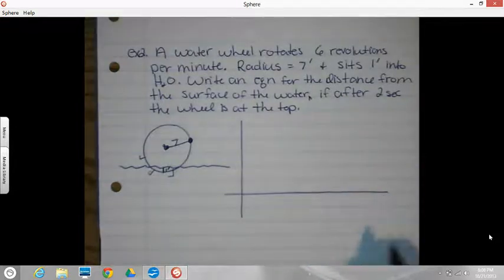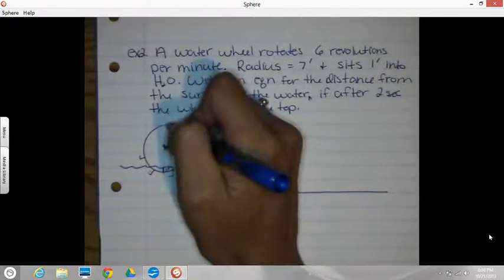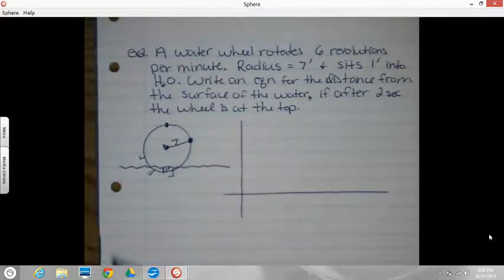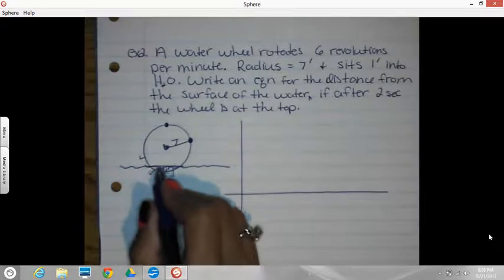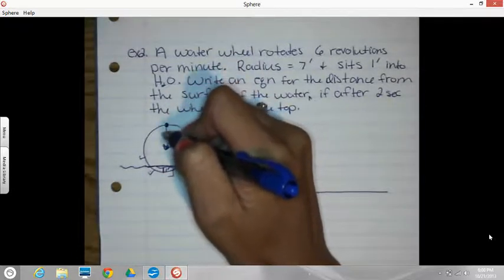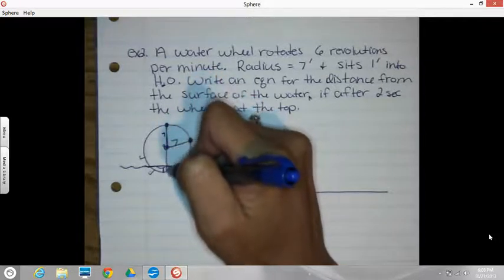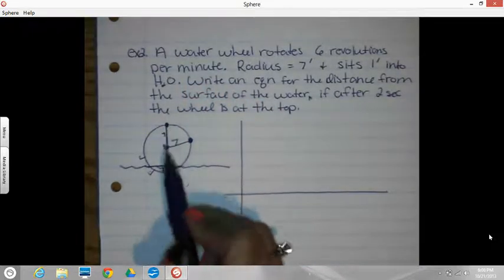Okay, so we need to know max and min here. So when the point is at the top, how high is it from the surface of the water? Well, let's think about that. It's got a radius of 7. And if I go 7 straight down, the other 7 would be there. But I want to know how far this point is from the surface.